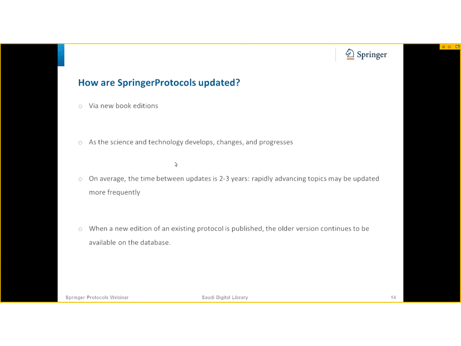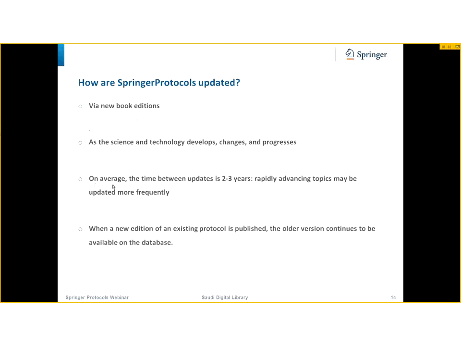The protocols are also updated regularly, and this happens by new book editions. As soon as there are new versions of a certain protocol, a new book gets published and the protocols are updated this way. They get updated as the science and technology develops, changes and progresses. But it usually takes about 2 to 3 years to get an update, because obviously it takes some time to establish the new protocols. Rapidly advancing topics might be updated more frequently.